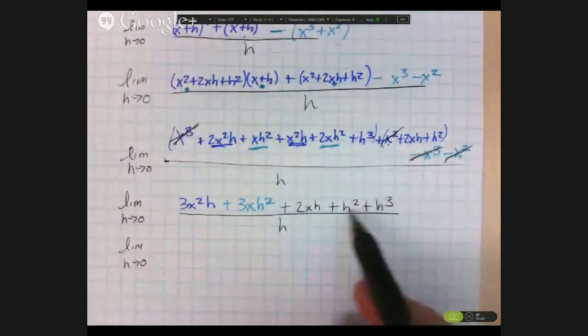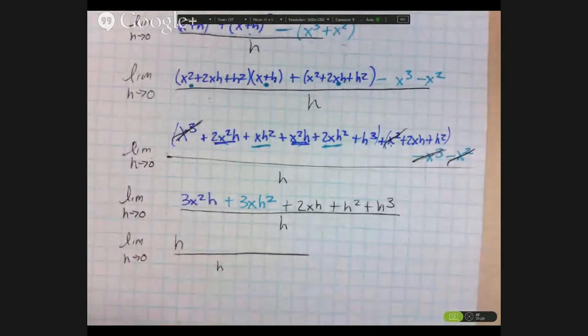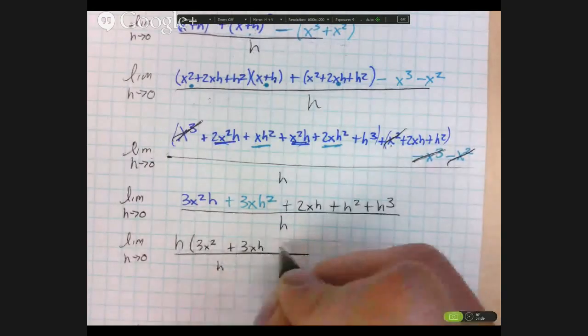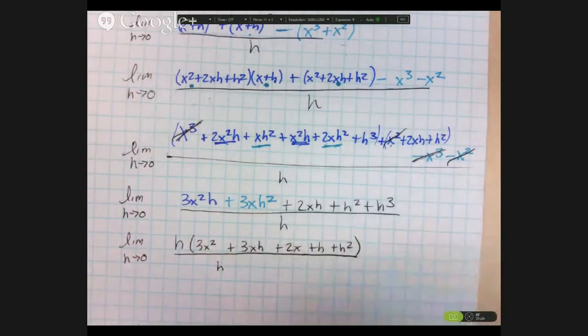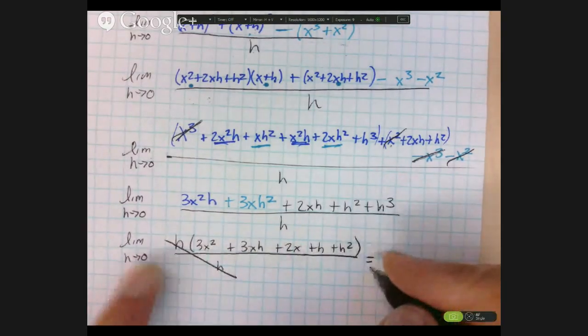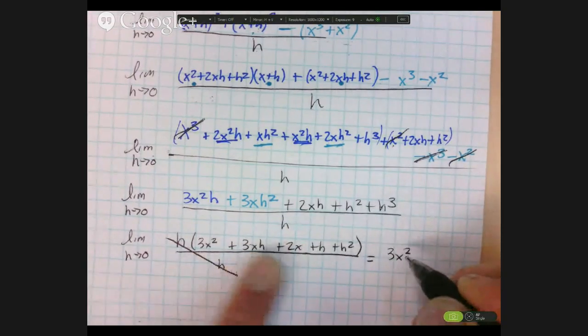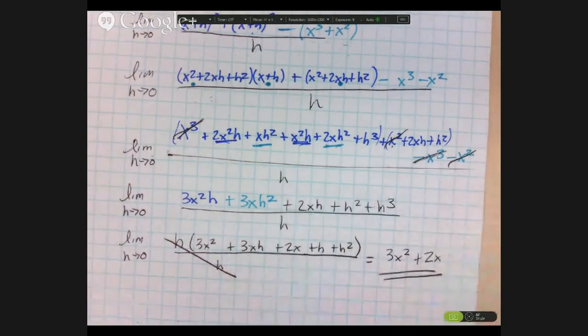You could take an h out of each term, right? Cancels out. Plug it in. Plug 0 in. What do we get? 3x squared, 0, right? 2x, 0, and 0. There's your derivative.